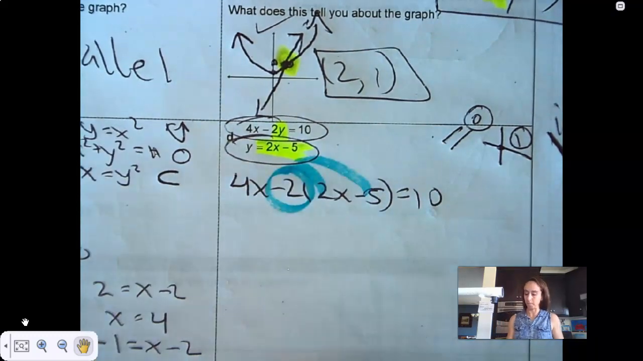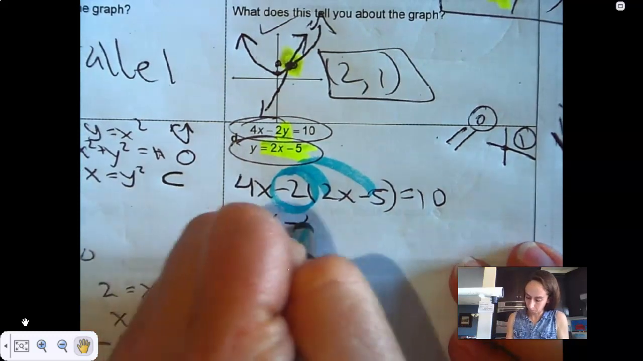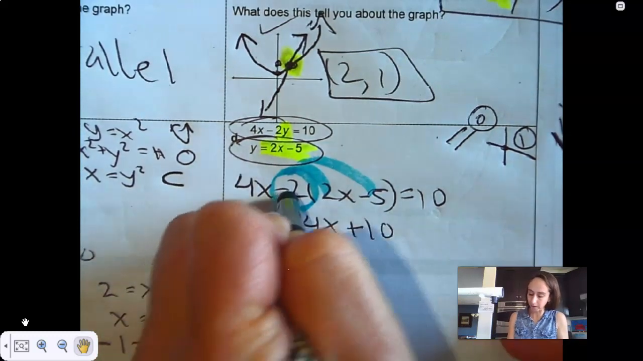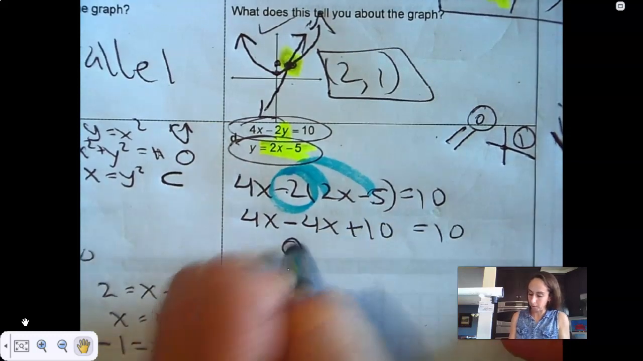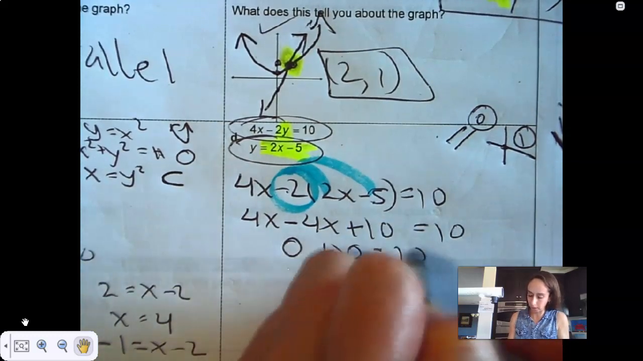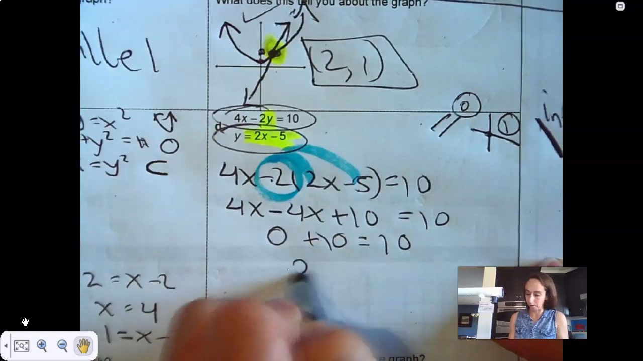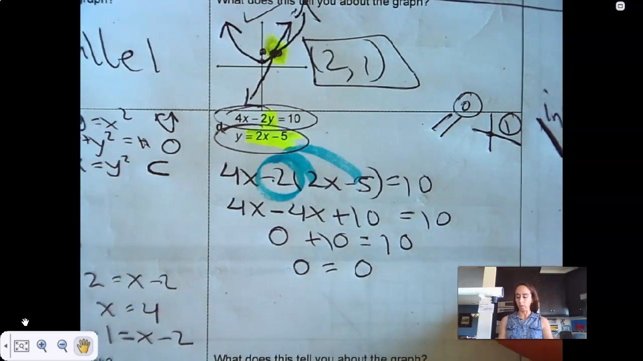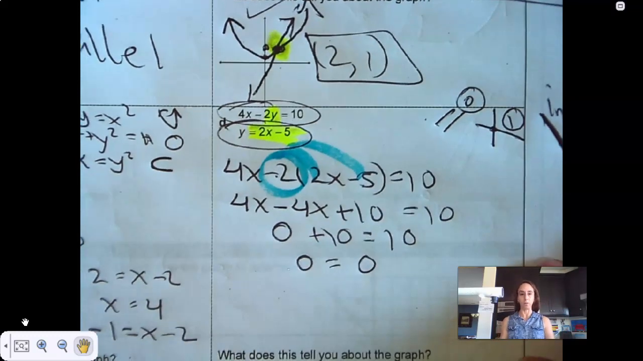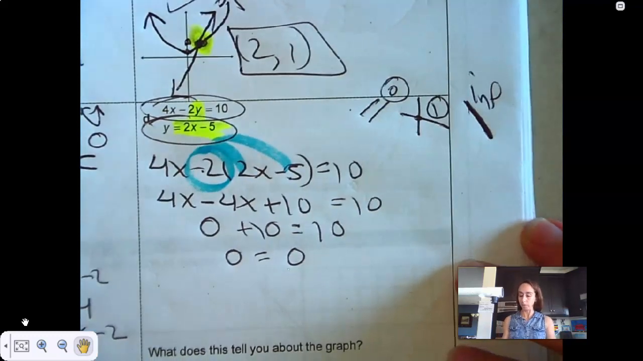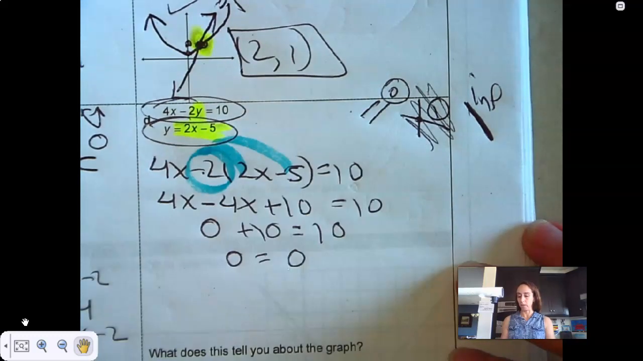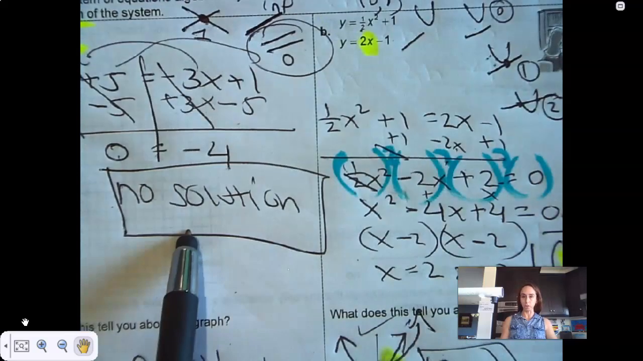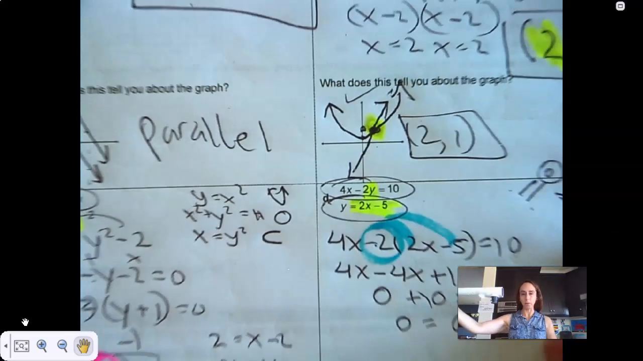So now what do we do? Multiply, multiply. Plus 10, because a negative times a negative is a positive. That 0 plus 10 equals 10. And then I subtract 10, 0 equals 0. Well, do I have an x to solve for? No. Do I have a y to solve for? No. So it's not one solution. Is it 0, no solution, or is it the other one, infinite?